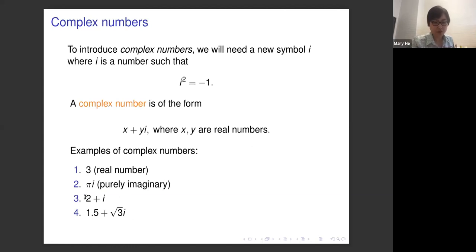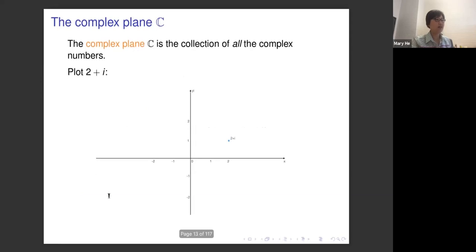And the third example is 2 plus i, so x equals 2, y equals 1, right? So this is just a complex number, and you can also make your own favorite complex number, like 1.5 plus square root of 3 times i, right? So all these are examples of complex numbers.